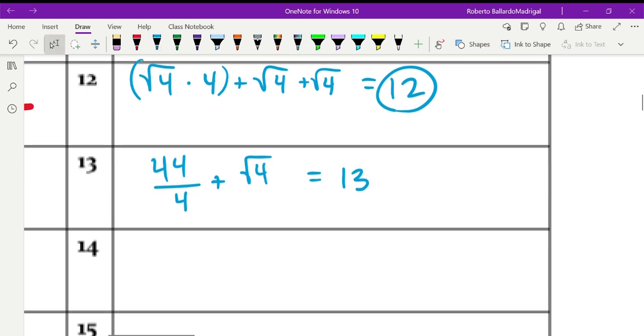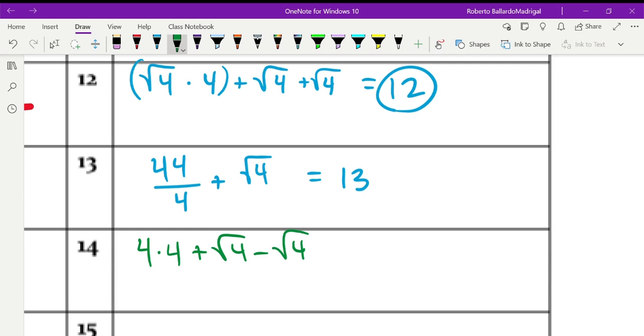14. Anyone get 14? Anybody get 14? Chase, you get 14? 4 times 4 plus square root of 4 minus square root of 4. Let's see. 4 times 4 is 16. 16 plus.